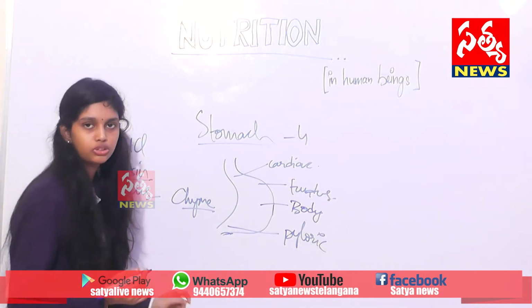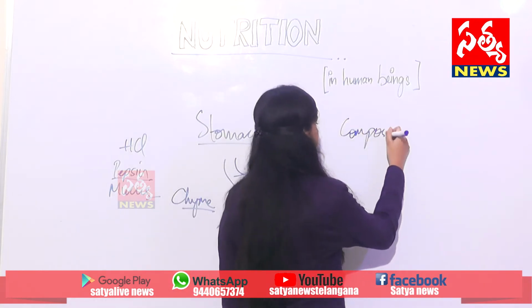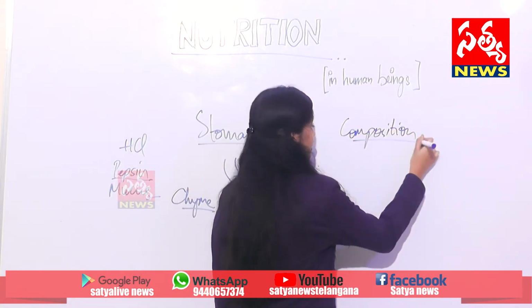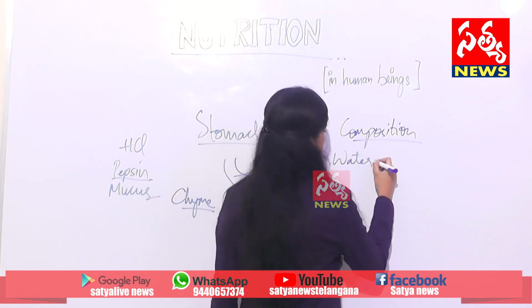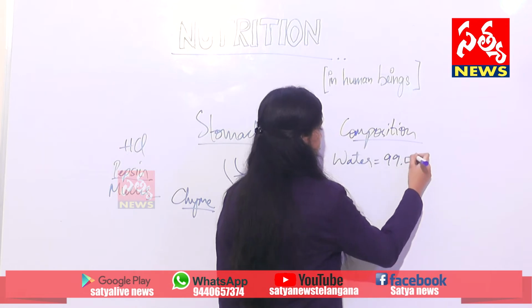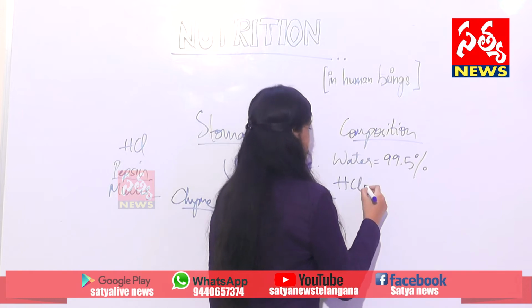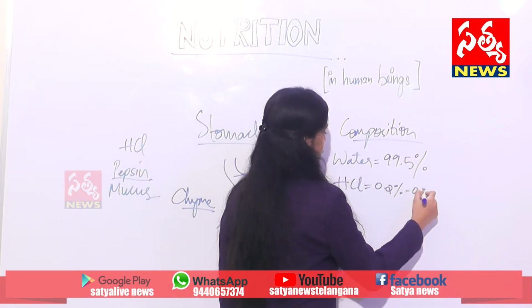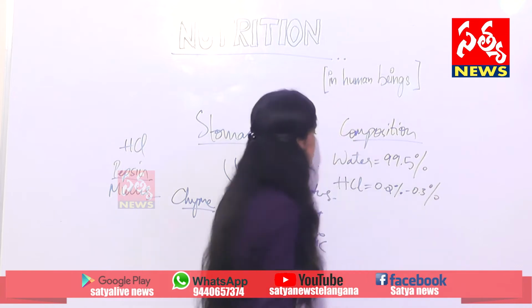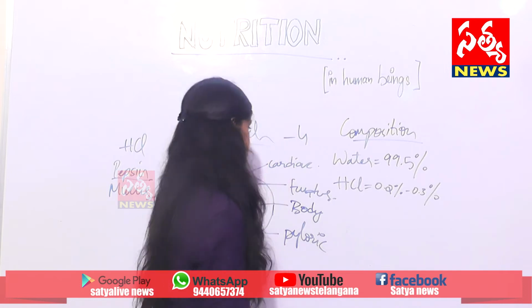And now let us go to the composition of gastric juice. This gastric juice contains water of 99.5% and HCl 0.2 to 0.3%, and the rest is mucus and some bicarbonates, etc.